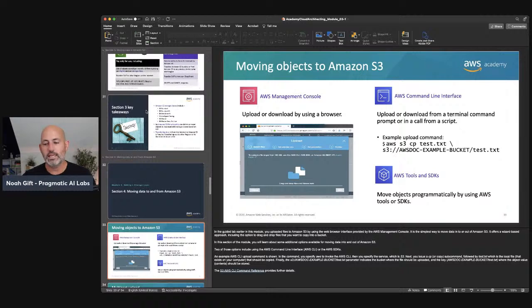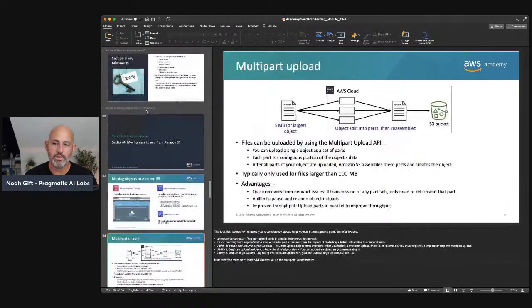The tools and SDK, there is actually Cloud9, which has the ability to do things with S3, and also Python Boto3 or C#, .NET, SDK, whatever SDK you're using, you can also use it to communicate with S3.